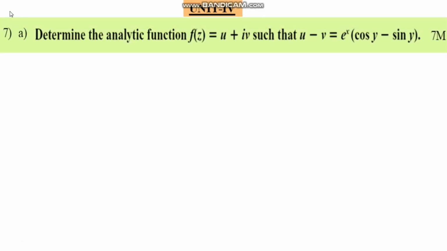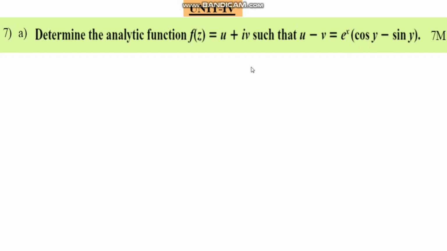From unit number 4, we can write either a 7th question or 8th question. 7th question A bit: determine the analytic function f(z) = u + iv, where u is the real part of the function and v is the imaginary part, such that u − v = e^x (cos y − sin y). Our objective is to determine this analytic function f(z) when the difference of u and v is given in terms of two variables x and y.